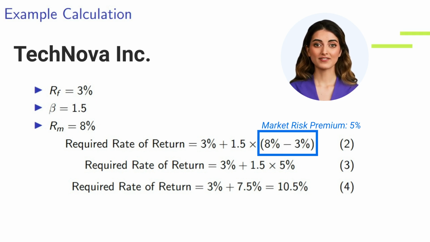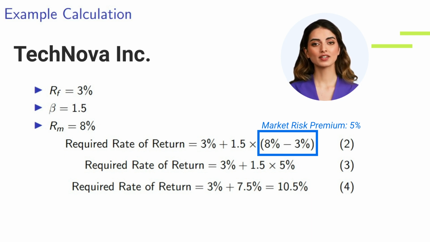In other words, investors require at least a 5% premium to depart from the safe haven provided by treasuries into the risky waters of equity. Next, we acknowledge that Teknova Inc. has a beta of 1.5, which means that when the market moves up by 1%, Teknova Inc. generally moves up by 1.5%. When the market moves down by 1%, Teknova Inc. generally moves down by 1.5%.